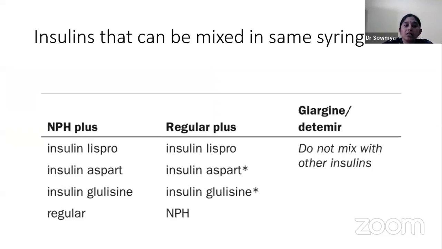So what are the insulins which can be mixed in the same syringe? NPH, which is an intermediate acting insulin, can be mixed with the rapid acting and short acting insulins and vice versa. But we should never mix long acting insulins like glargine and detemir with other insulins.